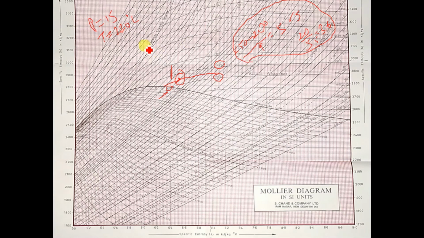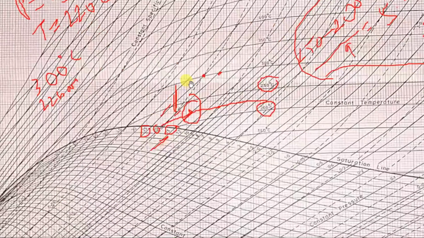Let's take, for example, we have 300 degrees Celsius, but pressure is 22 bar. I can check here. We have 20 bar, we have 25 bar. Two lines we are having here. And temperature we have 300 degrees Celsius. This is our 300 degrees Celsius. So you can check here. This point is 20 bar. This point is 25 bar. So how much we need? 22 bar we need.